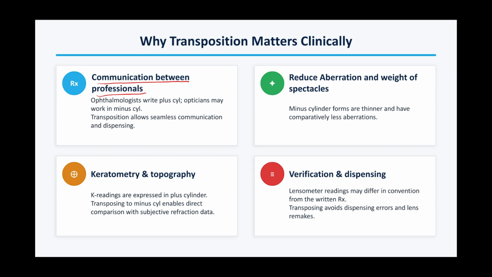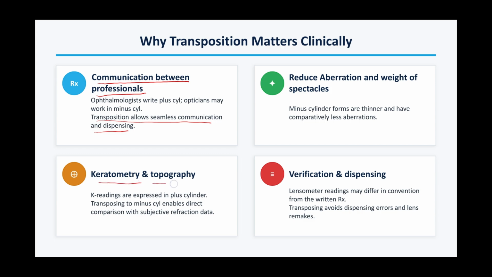For example, an ophthalmologist might like to write his prescription in a plus cylinder. An optician may like to work with a minus cylinder. So when you transpose, the final result of the dispensing prescription is the same. So the patient doesn't lose anything because of the transposition that has been done.